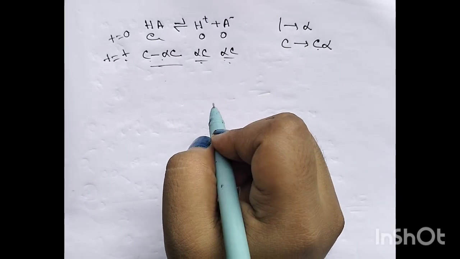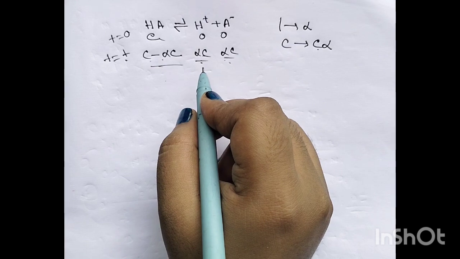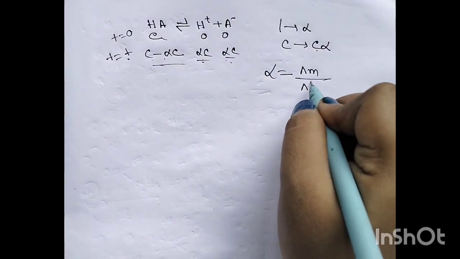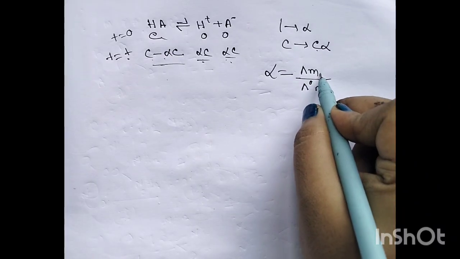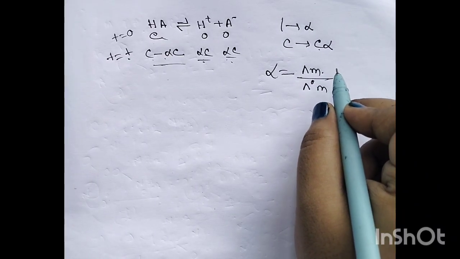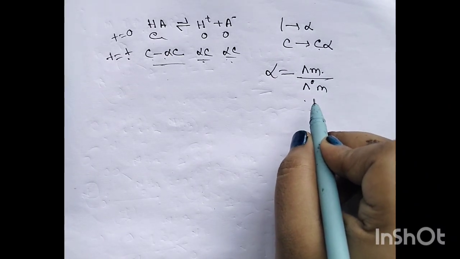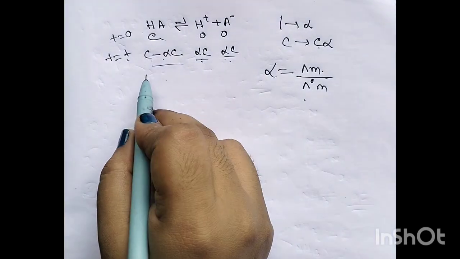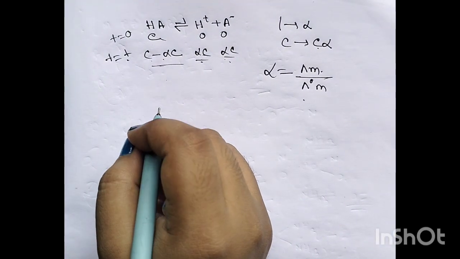Okay, now alpha is very low, and one more thing, alpha equals lambda m by lambda naught m. What is lambda m? Lambda m is molar conductance. And lambda naught m is molar conductance at infinite dilution. Alpha is the degree of dissociation, its value is very low.